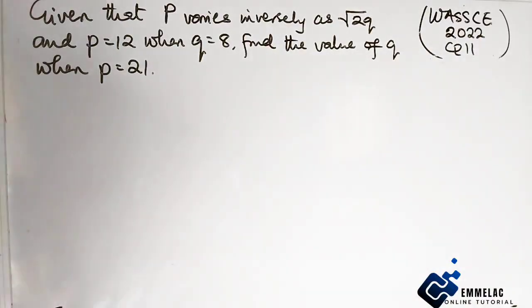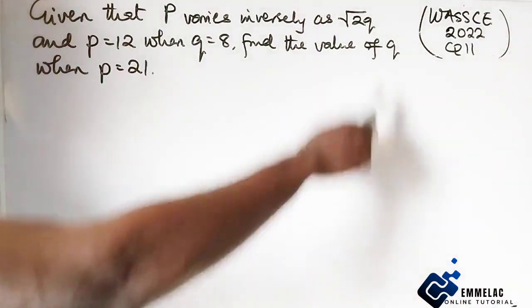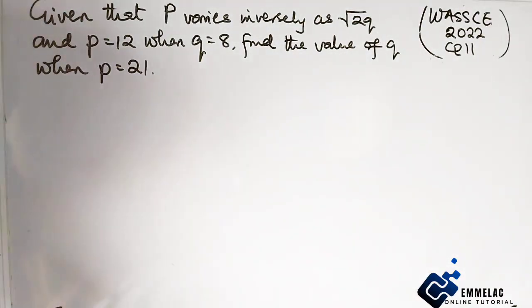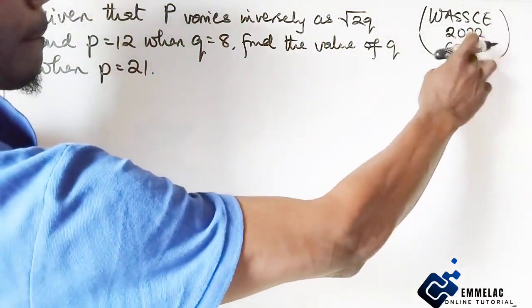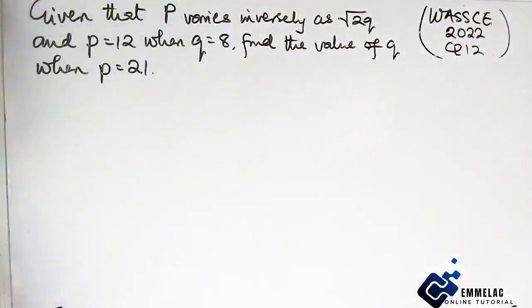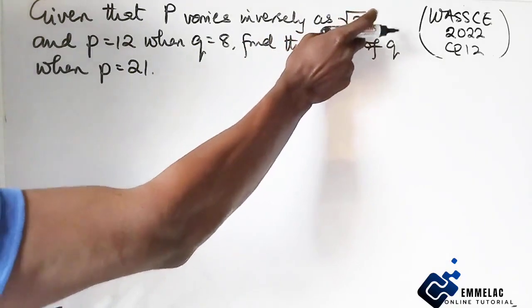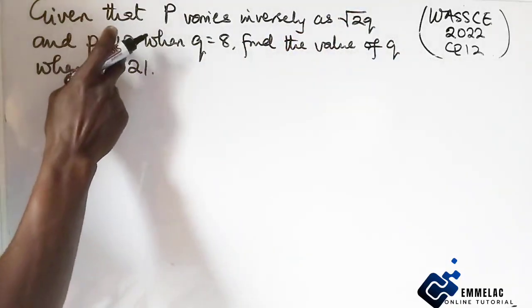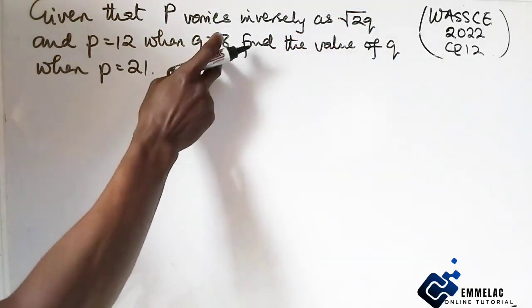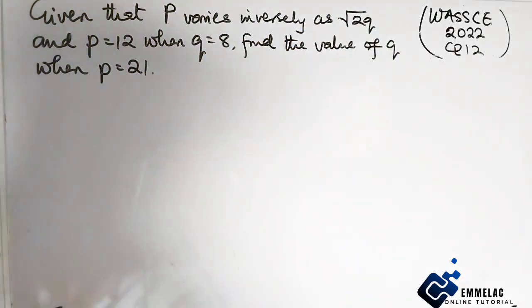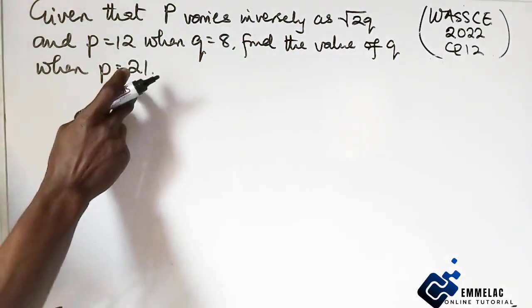Before us is this question set in the series of WASSCE November 2022 mathematics question. Now this is question number 12. Given that P varies inversely as the square root of 2q and P equals 12 when q equals 8, find the value of q when P equals 21.